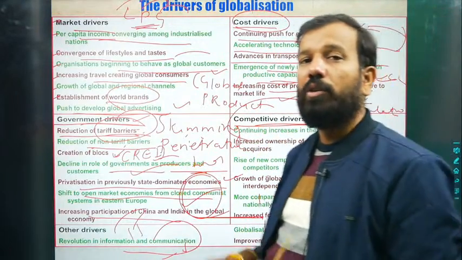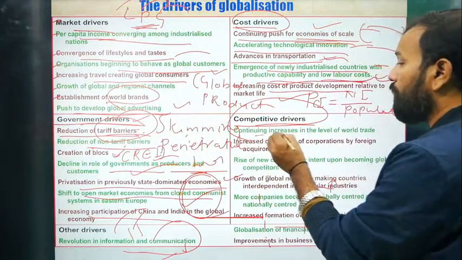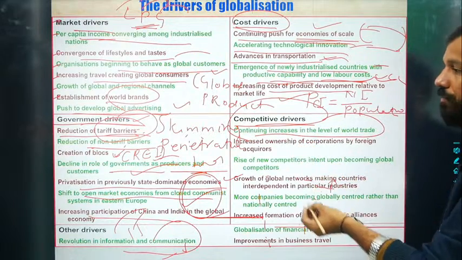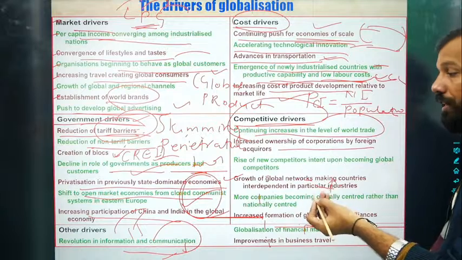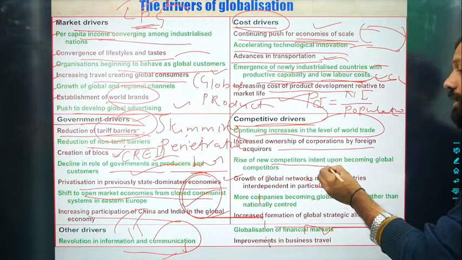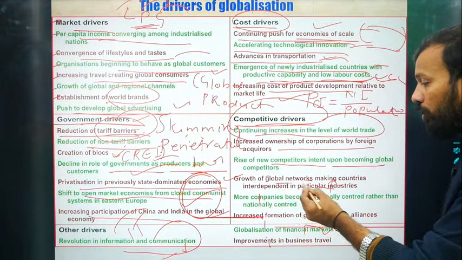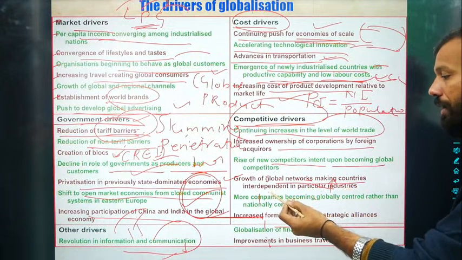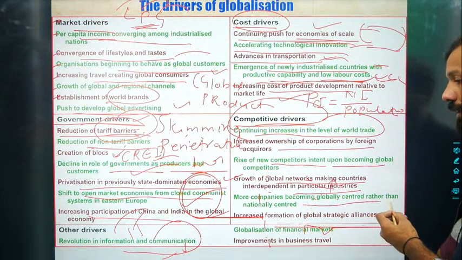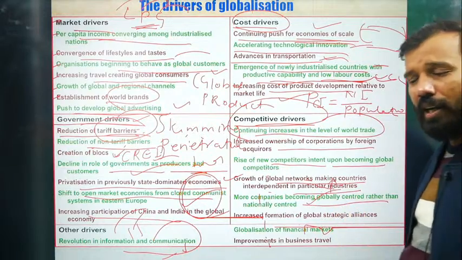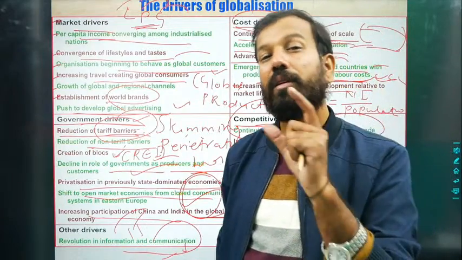Competitive drivers are all about making policies on the basis of different factors. Continued increase in the level of world trade, yes. Increased ownership of corporations via foreign acquisitions, yes, it has increased. Rise of new competitors intent upon becoming global competitors. Growth of global networks making countries interdependent in particular industries. More companies becoming globally centered rather than nationally centered. Yes, we should target our companies so they can become globally centered rather than nationally centered.